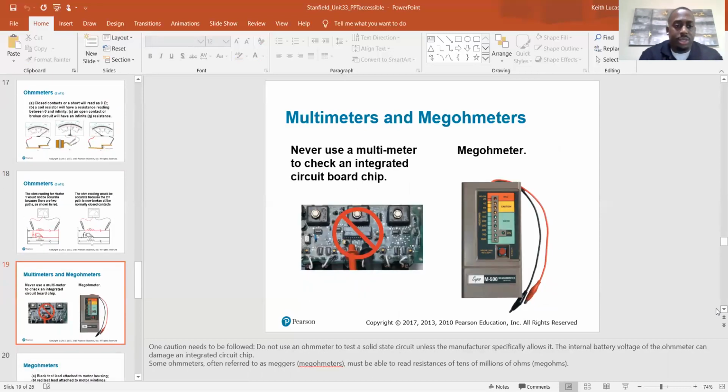Multimeters and megameters. One caution needs to be followed. Do not use an ohm meter to test a solid state circuit unless the manufacturer specifically allows it. The internal battery voltage of the ohm meter can damage an integrated circuit chip. So you can see here in this little illustration, they've got their 2 meter leads testing this little chip.